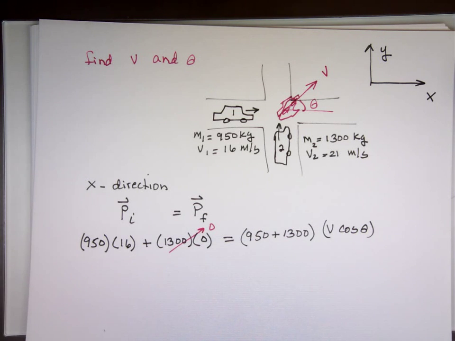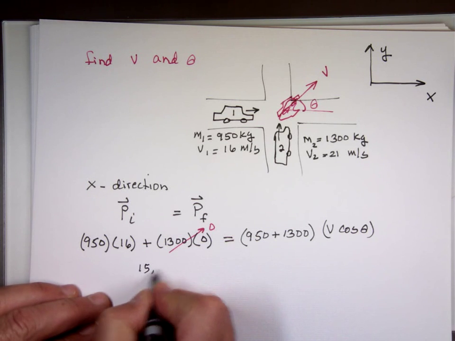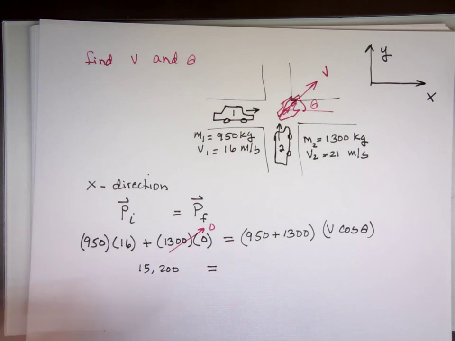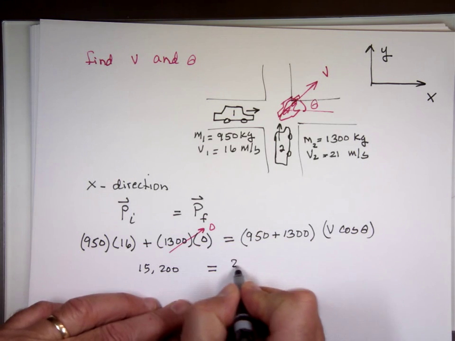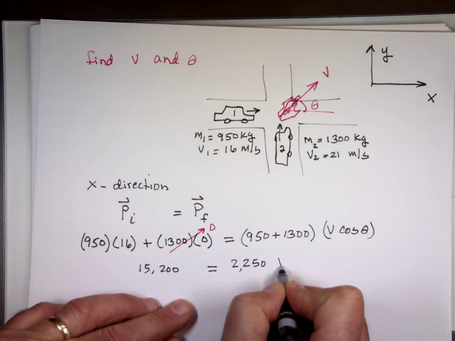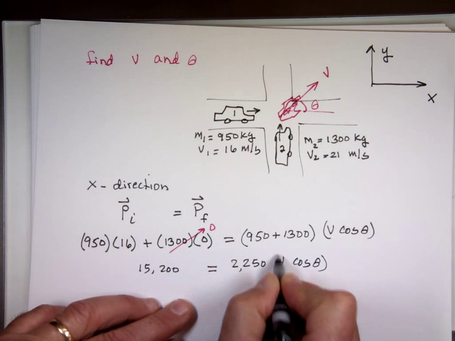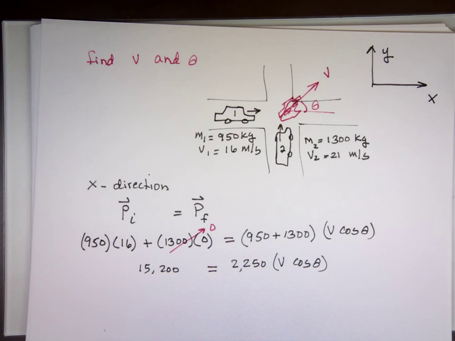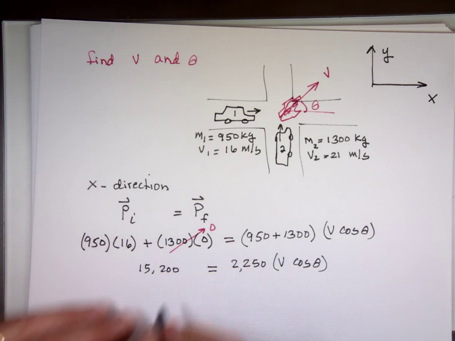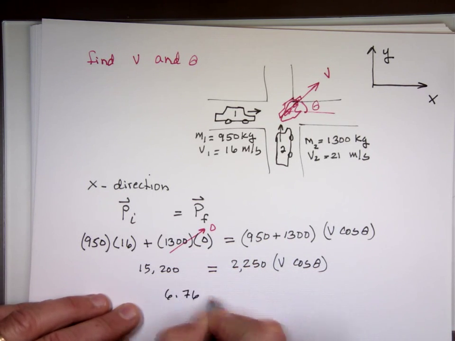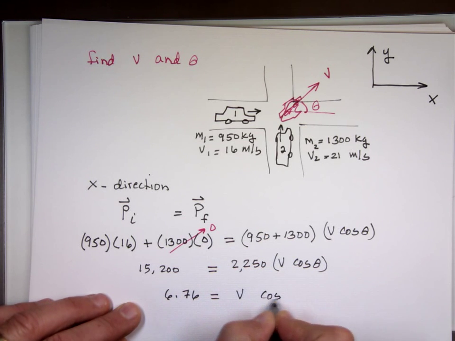So we have 950 times the 16, 15,200 equals 950 plus 1300, 2250 times V cosine theta. So if I divide by 2250, I have 6.76 equals V times cosine theta. Notice there are two unknowns in this equation.